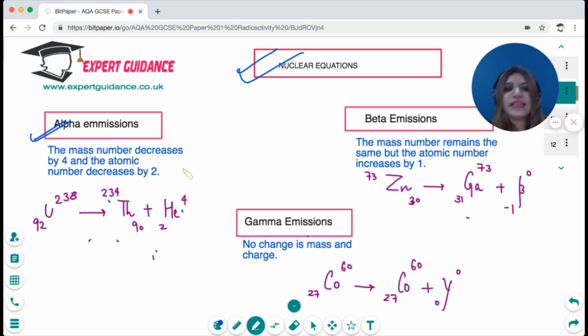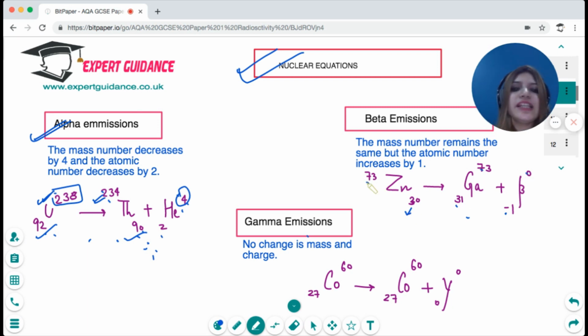Basically, to make it easy to understand, make sure the top numbers on the left side are equal to the top numbers on the right side. So for example, if this is 238 on the left side and 234 on the right side, then the other number has to be 4 to make the top numbers and the bottom numbers on both sides equal. So this is 92, 90 and 2 is 92. 30, so 31 minus 1 gives 30, 73 plus 0 is 73, okay?